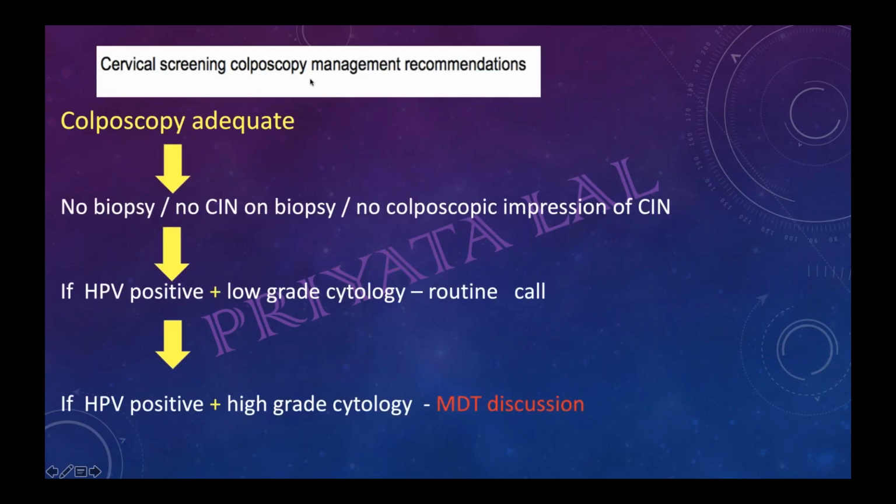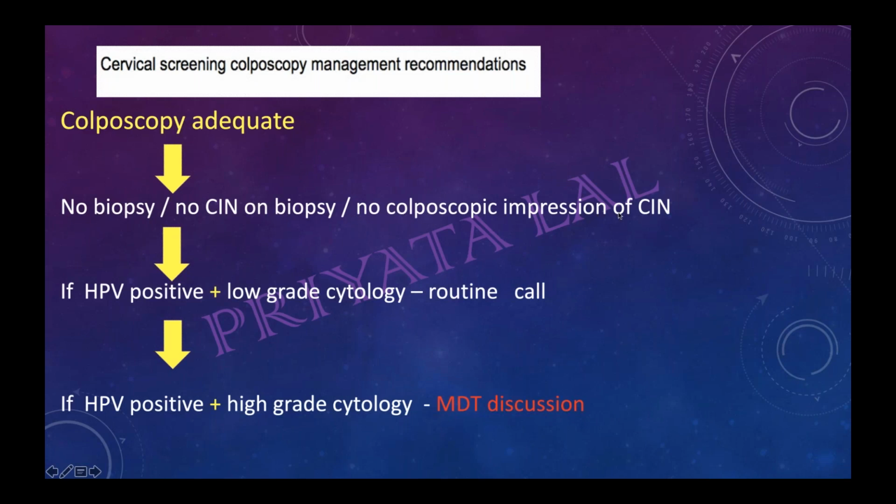Now come to the cervical screening. Now colposcopy has been adequate, so I'm very happy because I have done a good thing. I'm able to see squamous epithelium, columnar epithelium, and also I'm able to see my TZ. So I'm very happy because I have done my job well. But these are the recommendations. So I have done colposcopy, but on colposcopy, it appears to me as normal.